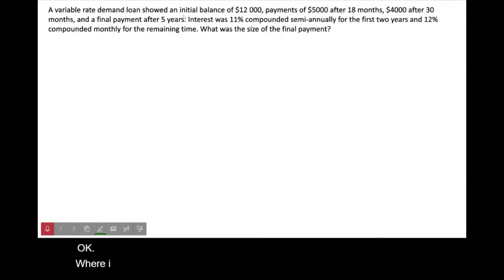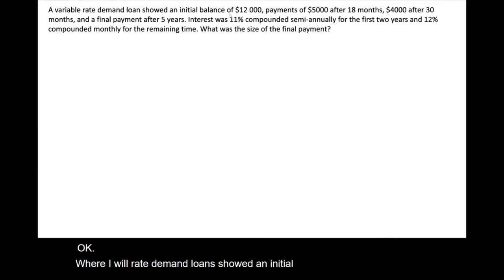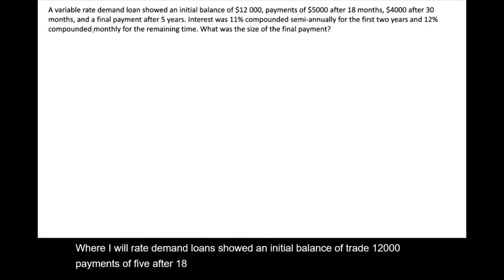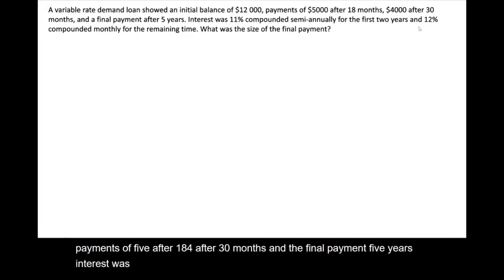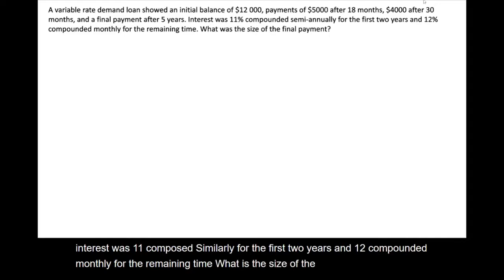A variable rate demand loan showed an initial balance of 12,000, payments of 5,000 after 18 months, 4,000 after 30 months, and the final payment at 5 years. Interest was 11% compounded semi-annually for the first 2 years and 12% compounded monthly for the remaining time. What is the size of the final payment?